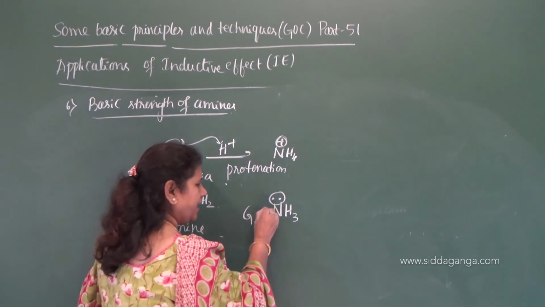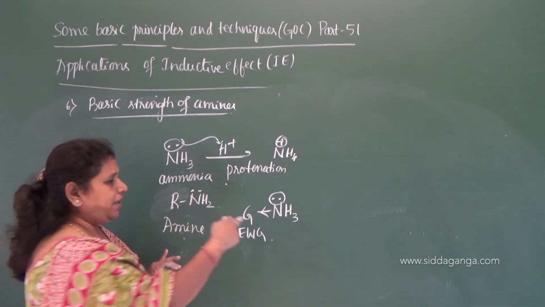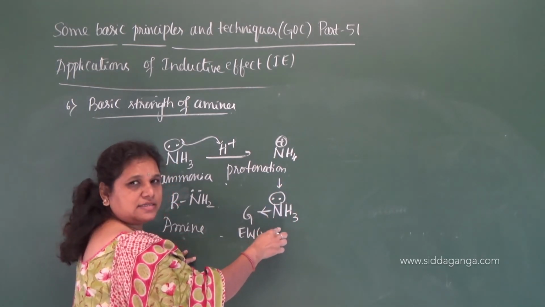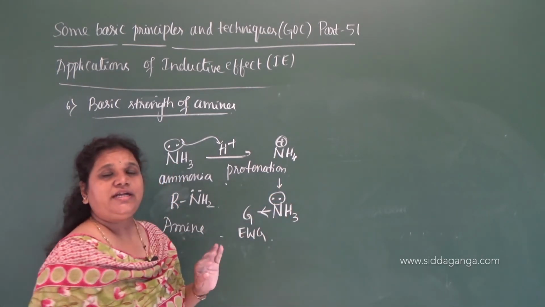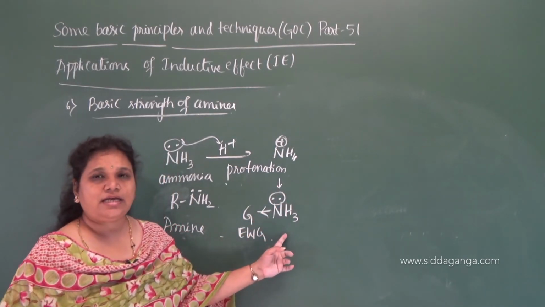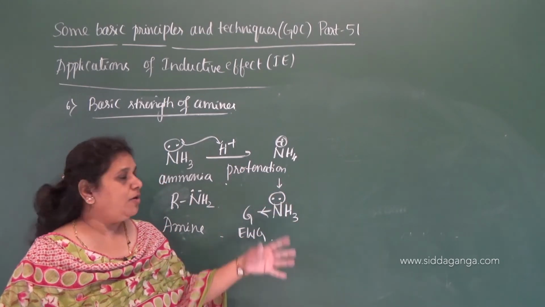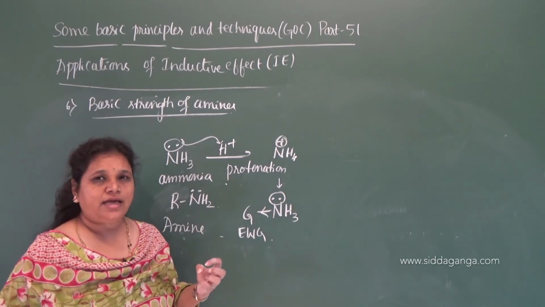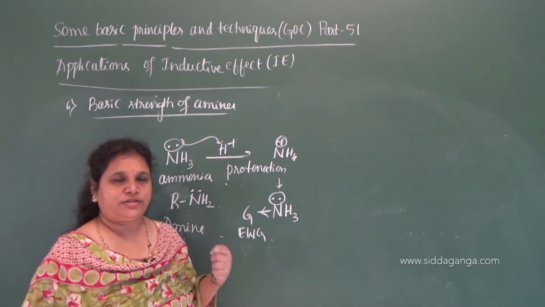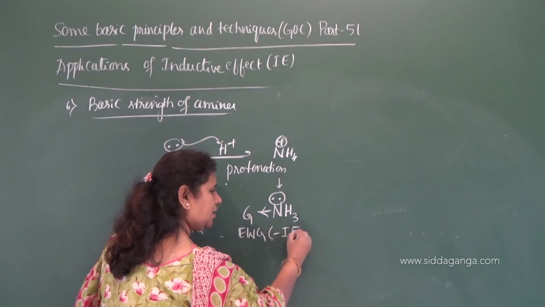So let us consider any group is attached to this nitrogen. If this group is an electron withdrawing group, it withdraws the electron. When it withdraws, the electron density on the nitrogen decreases, and the availability of these electrons for protonation decreases. The proton accepting tendency decreases, because this group is withdrawing the electron. So if the group is an electron withdrawing group, definitely it exerts negative inductive effect.